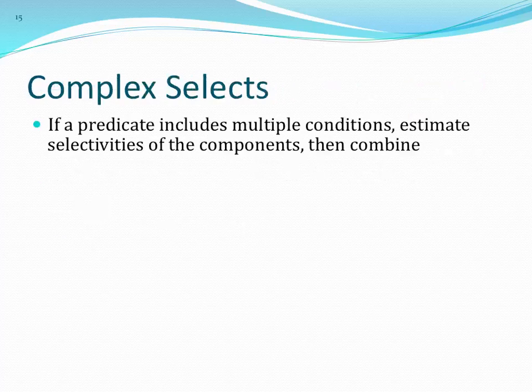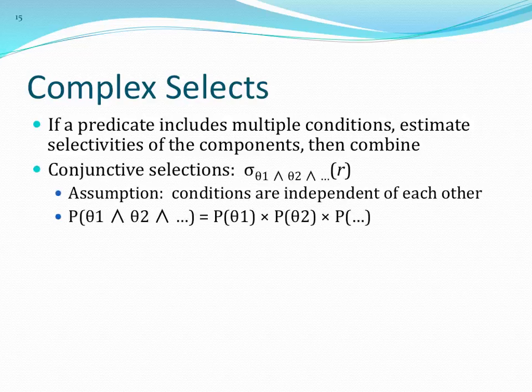Complex selects. If we have multiple conditions, remember we already made this crazy assumption that our data is distributed uniformly, so we might as well make some more crazy assumptions. We're going to assume that the conditions are independent of each other. So if we have all these conjuncts, we'll just compute the selectivity of each conjunct and then multiply them all together. This generally is a safe assumption.